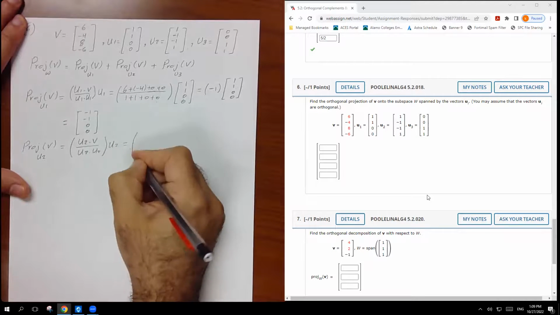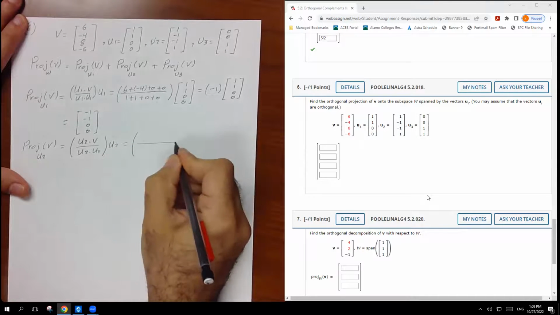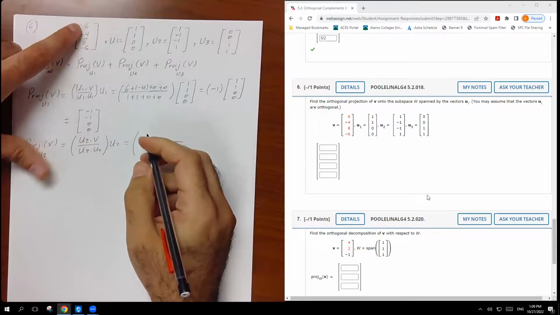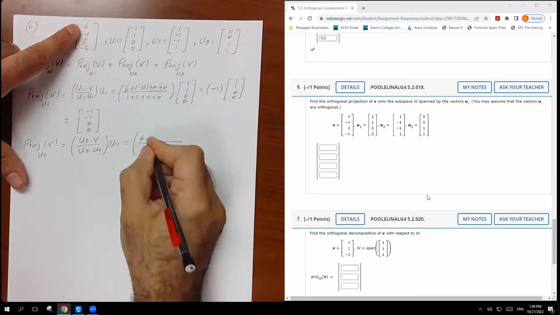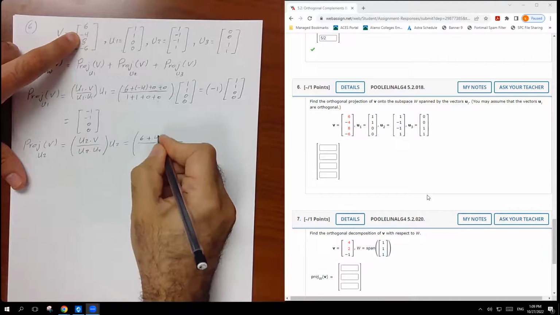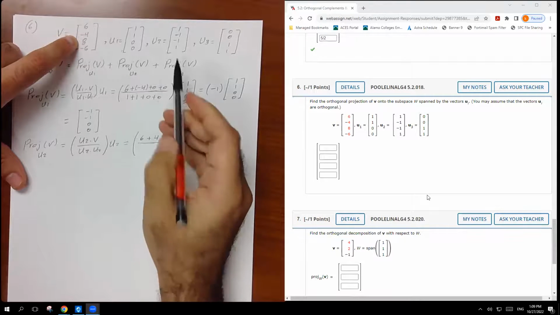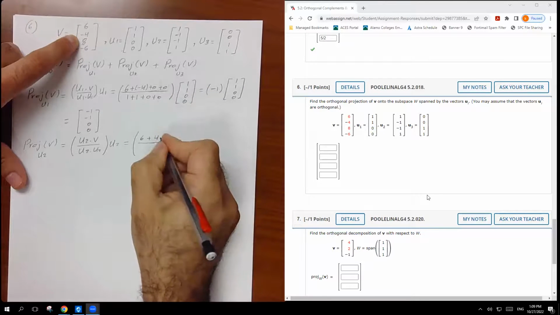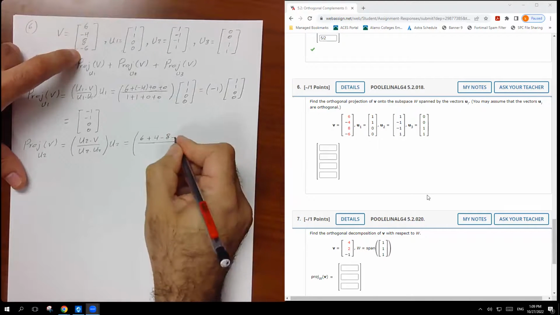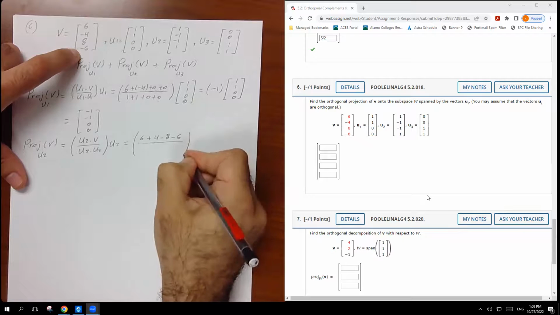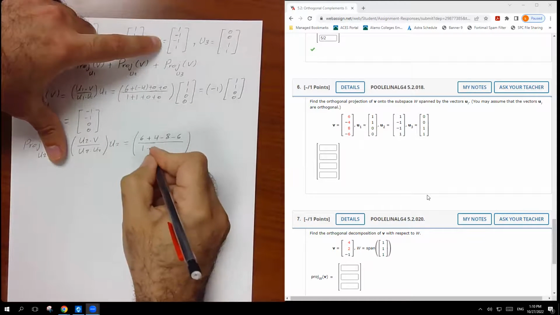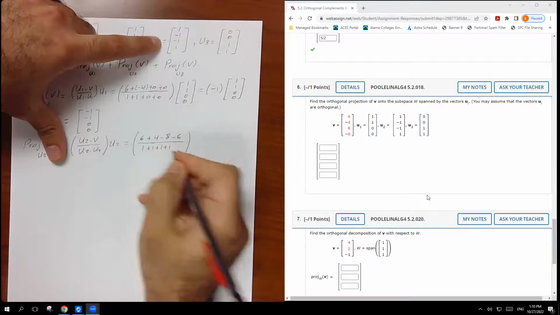This one is going to be equal U2 with the V. So 6 times 1, 6 plus -4 times -1 is going to be 4. 6 times -8 times -1 is going to be -8. -6 times 1 minus 6. U2 dot product with U2, so it's going to be 1 plus 1 plus 1 plus 1.